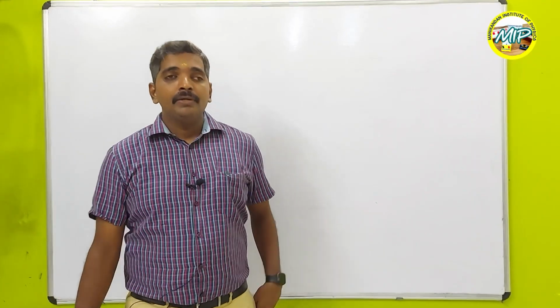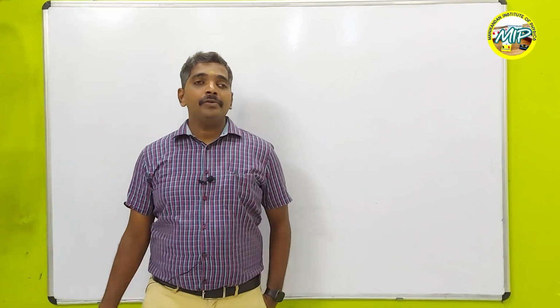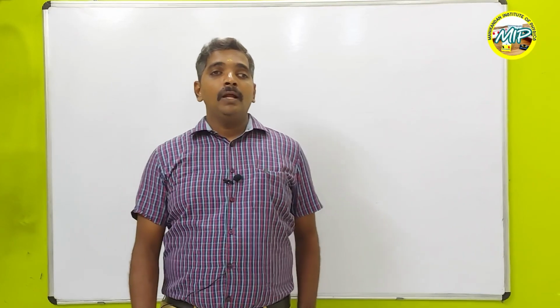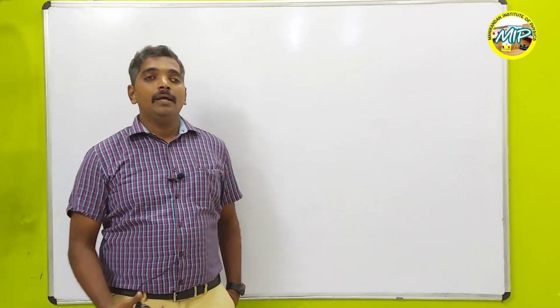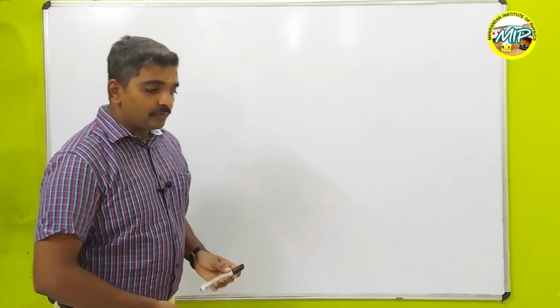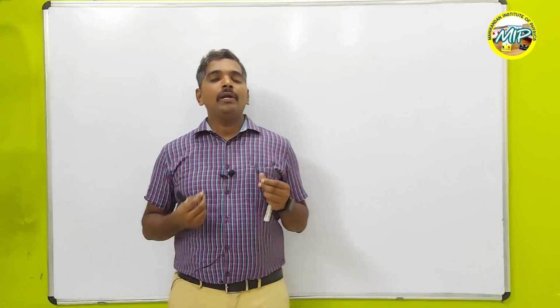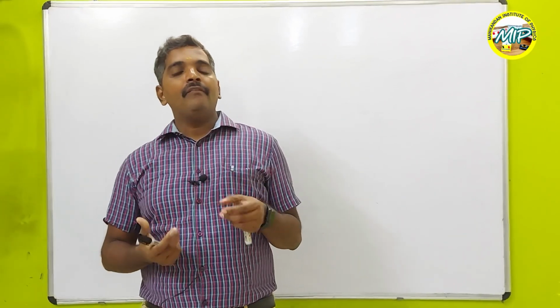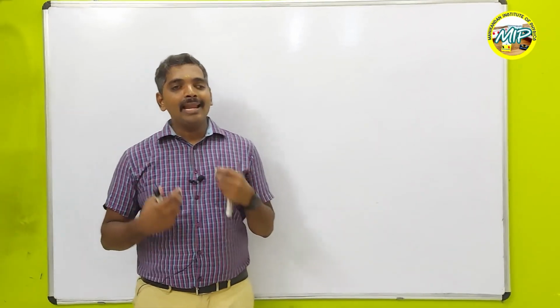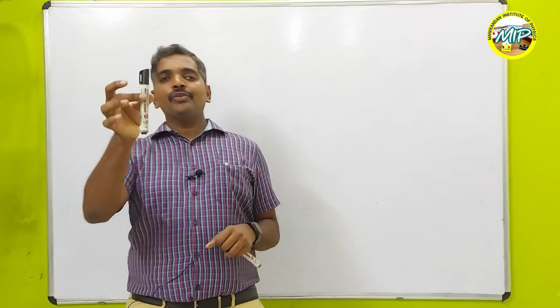Hi friends, today we are going to discuss the potential due to a dipole at any random point. So first I am going to start with the dipole. What is a dipole? Two equal and opposite charges separated by a very small distance. It's called an electric dipole. So this is my dipole.